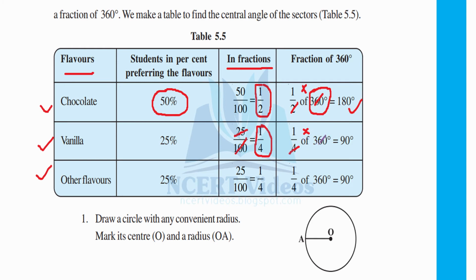So we can easily cancel with 90. So 1 4 is a 4, 4 9s are 360. That is the degree measure for vanilla, and the other flavor was similar at 25%, so its value should also equate to 90 degrees. Nothing fancy in this.